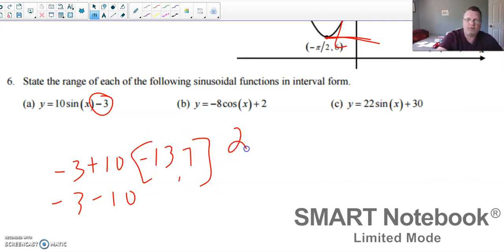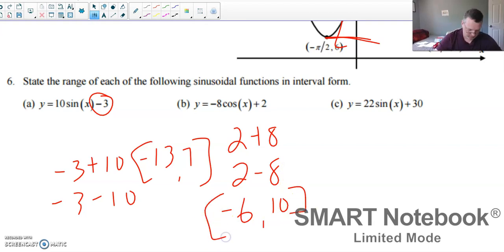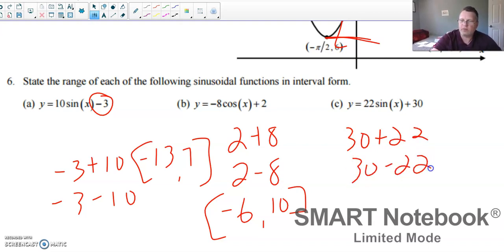Okay, up to 2, and the negative number in front of the 8 just tells me it's starting at the bottom instead of the top. So it's 2 plus 8, 2 minus 8, so it's negative 6, 10, okay, with brackets. The last one, 30 plus 22, 30 minus 22, so we have 8 to 52. All right, and there you go.